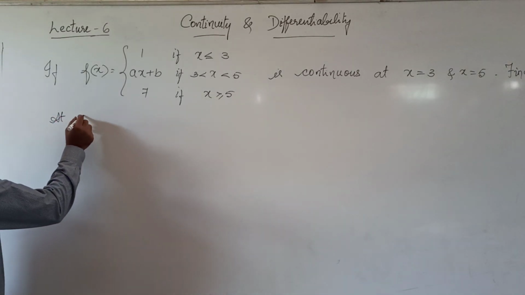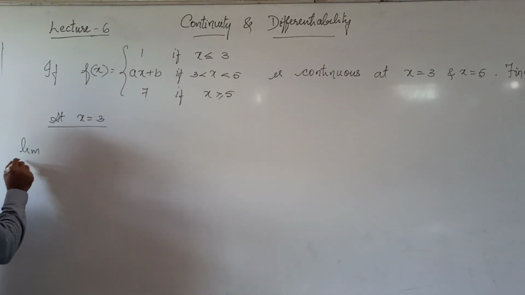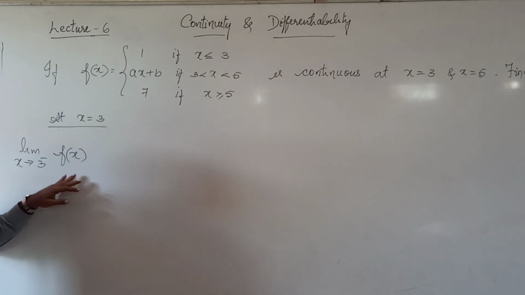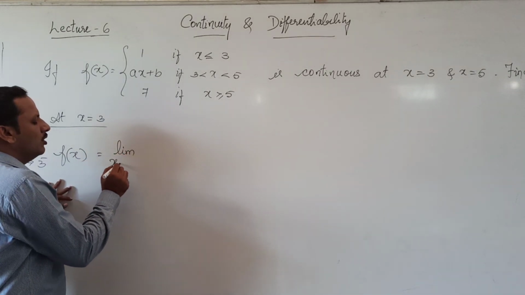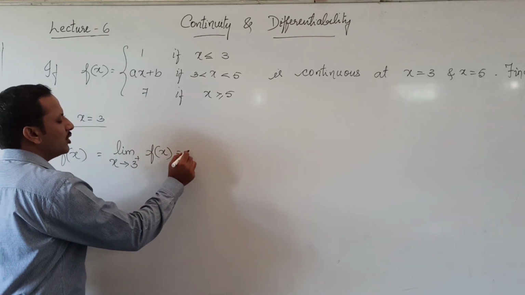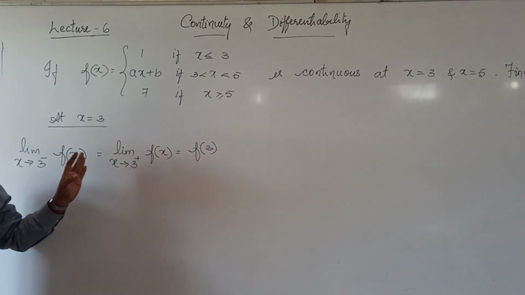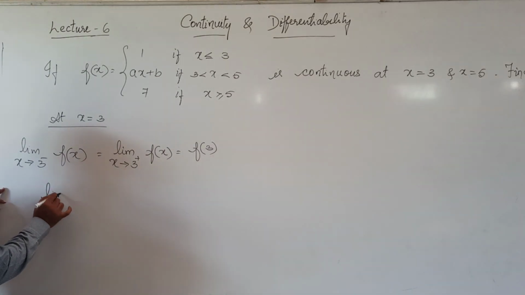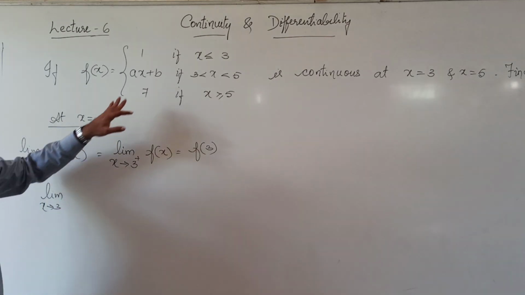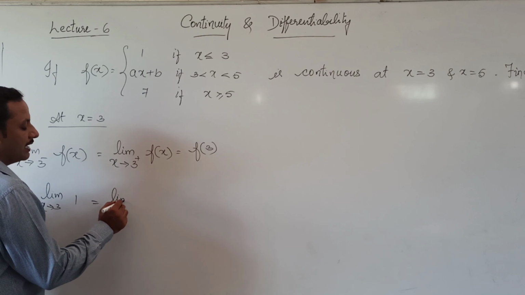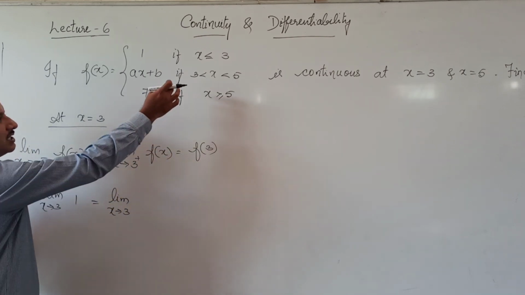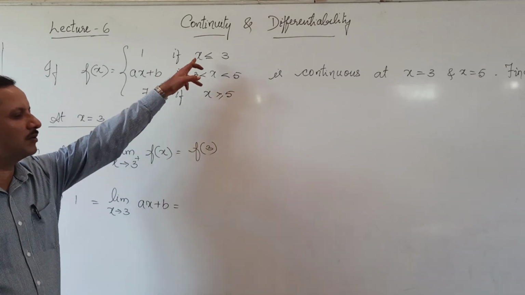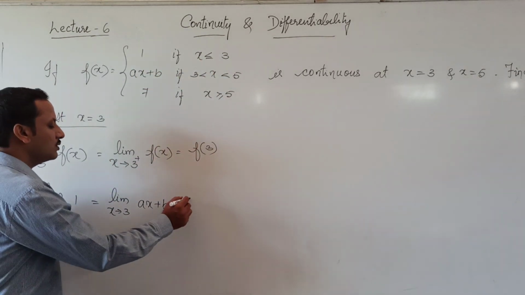So, first I will consider x equal to 3. At x equal to 3, the left hand limit is limit x tends to 3 minus. Since it is continuous at x equal to 3, I can write left hand limit is equal to right hand limit is equal to the functional value. So left hand limit, x is approaching 3 from left side. When x approaches 3 from left side, the function is defined as 1. Then when x approaches 3 from right side, the function is defined as ax plus b. And at 3, f of 3, when I put x equal to 3, the function is defined as 1.